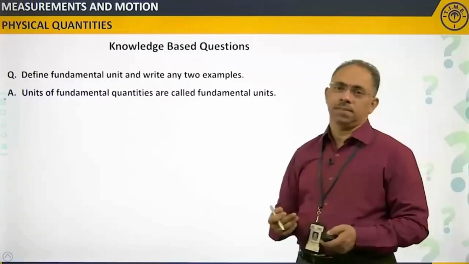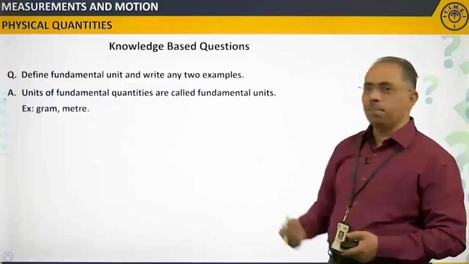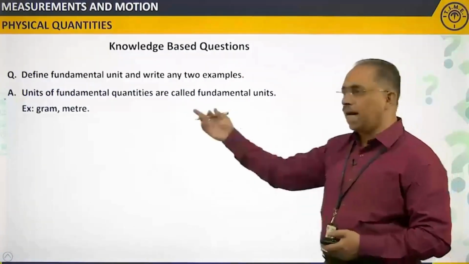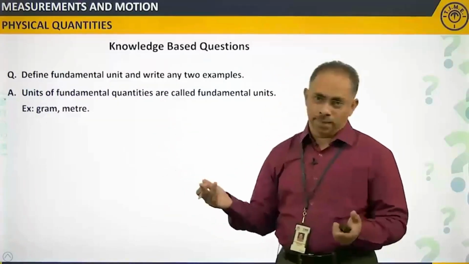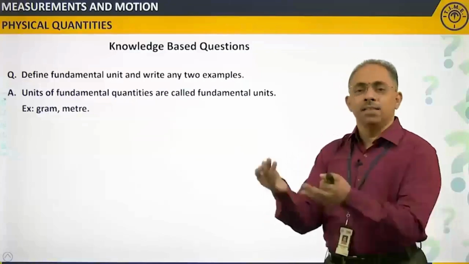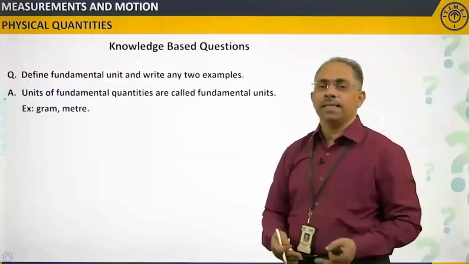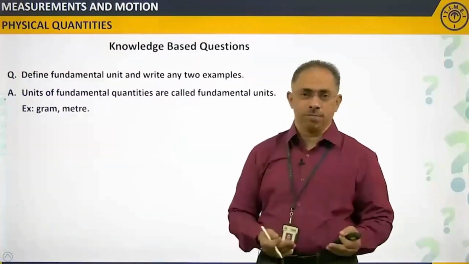Any 2 examples. Okay. Example, gram, meter. So, gram is a unit of what? Mass, and meter is a unit of length. Clear? Similarly, another example, I can take Kelvin, which is a unit of temperature.